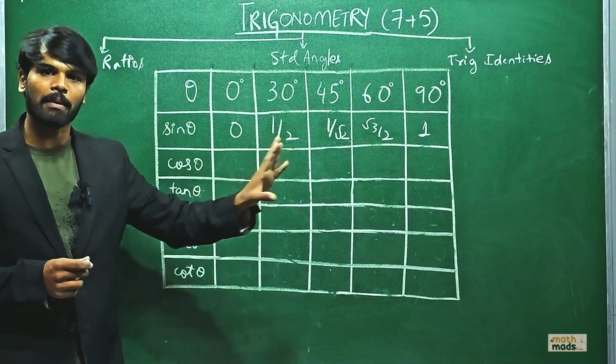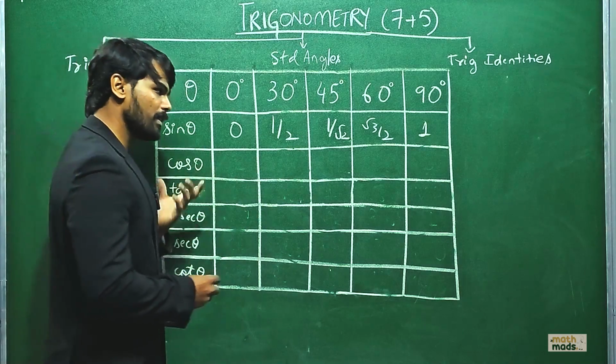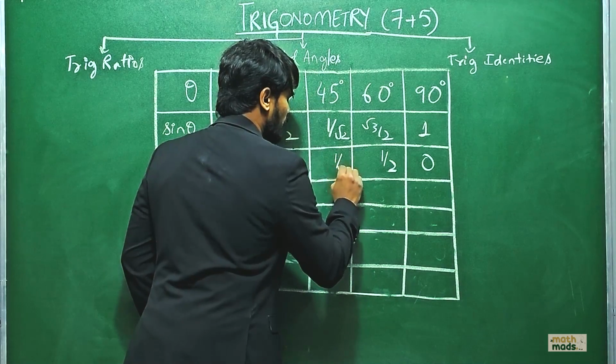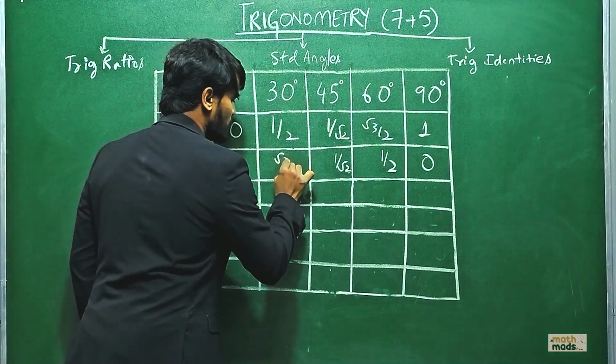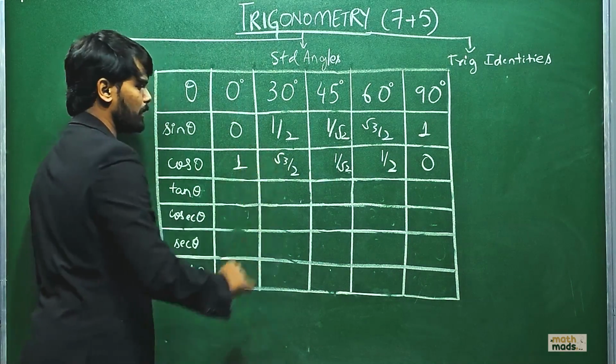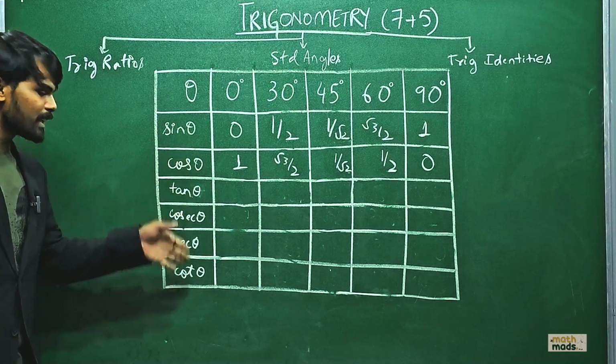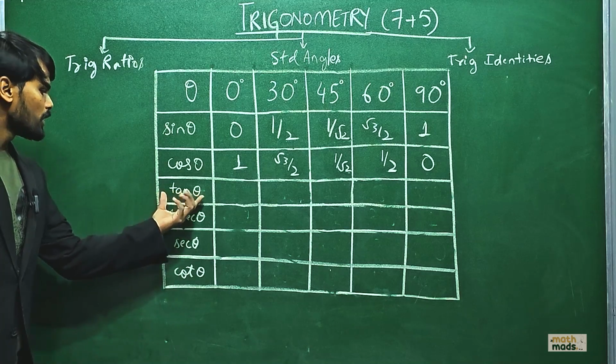Write the same thing from right to left, and you will be getting the values of cos theta: 0, half, 1 by root 2, root 3 by 2, 1. So, if you know sin theta and cos theta, you can easily write the rest of them. Coming to tan theta.